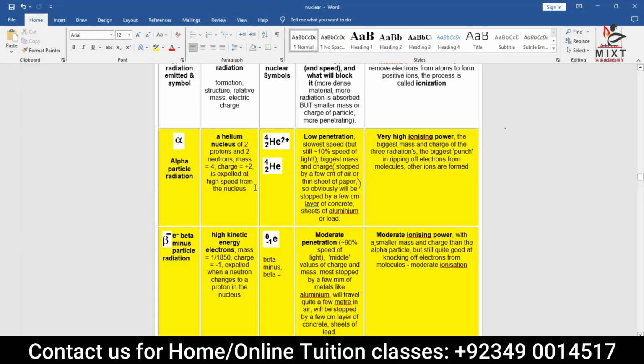Now, next continued line, their representation. They can be represented by this beta sign with a -1 on top, or it can be E with a -1 here and 0 here, because they have negative charge. Next bullet point, beta particles are traveling with the speed nearly equal to the speed of light.